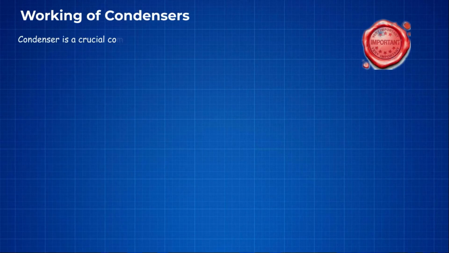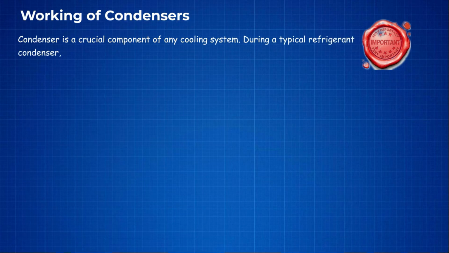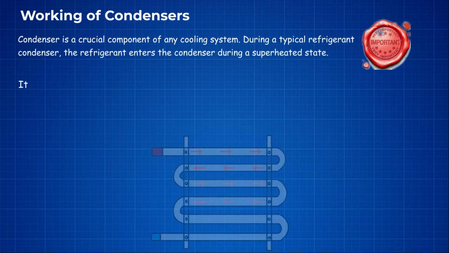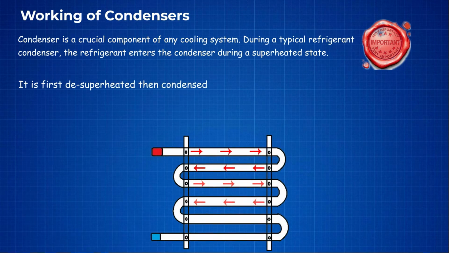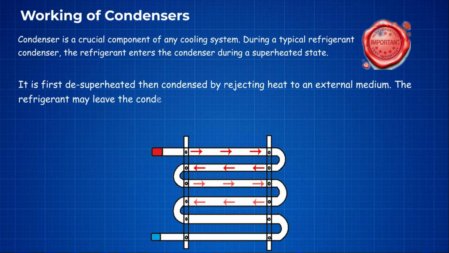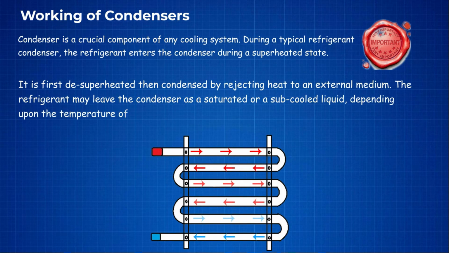Working of condensers. The condenser is a crucial component of any cooling system. In a typical refrigerant condenser, the refrigerant enters the condenser in a superheated state. It is first desuperheated, then condensed by rejecting heat to an external medium. The refrigerant may leave the condenser as a saturated or a subcooled liquid, depending upon the temperature of the external medium and the type of the condenser.